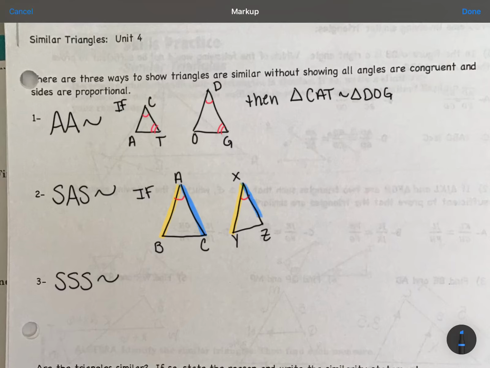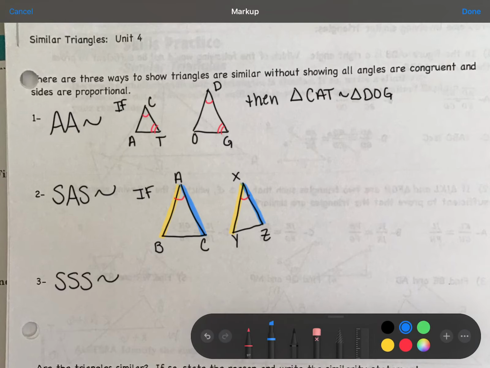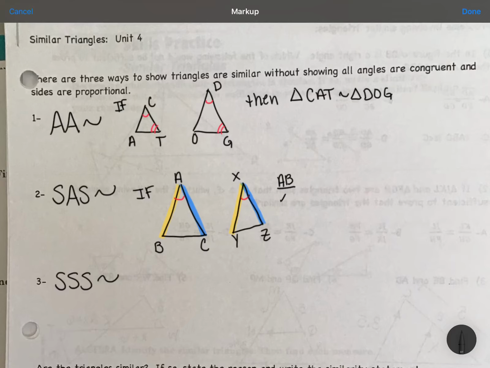And those sides have to surround that angle, just like they did when we talked about side-angle-side congruence. Again, your sides have to be next to that angle. That angle has to be included. And so what you have here is side AB corresponds with XY, because they're in the same place on the two different triangles. And side AC corresponds with XZ. So as long as you have a congruent angle and two sides that are proportional, then we can say that the triangles are similar. So triangle ABC would be similar to triangle XYZ.